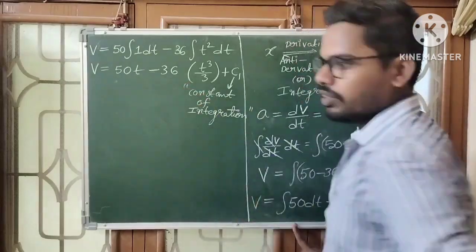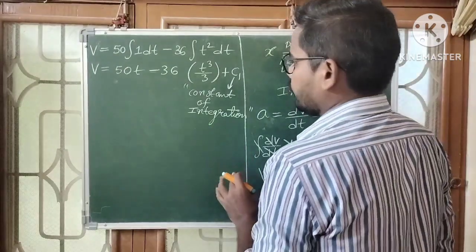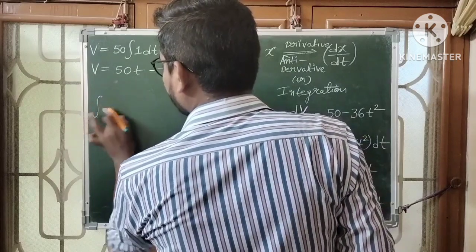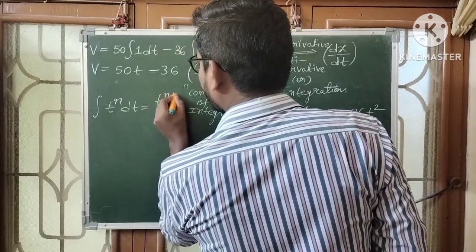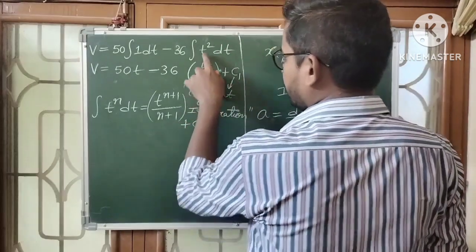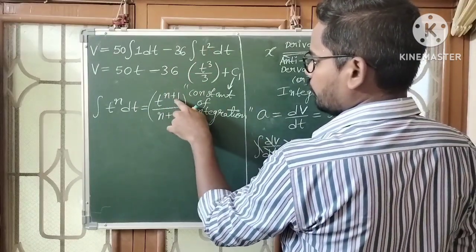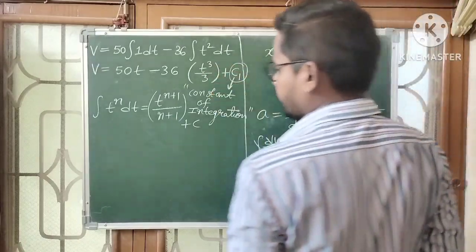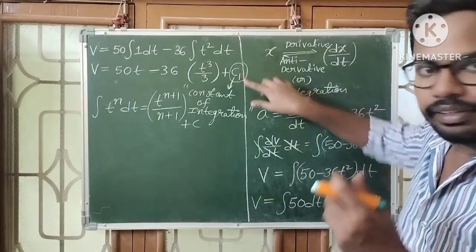Whenever we apply integration, we always add some constant. That constant is called the integrating constant or constant of integration. So how do you get t cube by 3 here? Remember, the integral of t power n dt is equal to t power n plus 1 by n plus 1, plus some constant. Suppose here we need the integral of t square dt. Here n is equal to 2. So t power 2 plus 1 by 2 plus 1, t cube by 3. Anyhow, we already added some constant. Next we have to find the value of C1, the integrating constant.